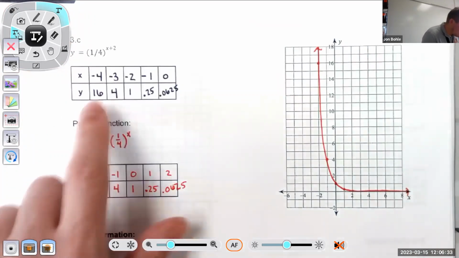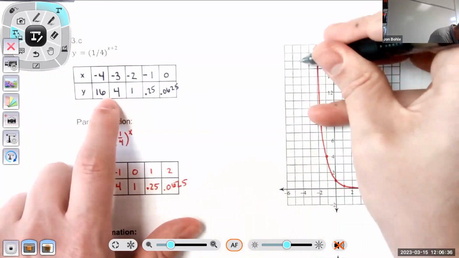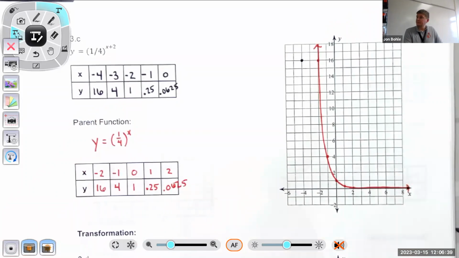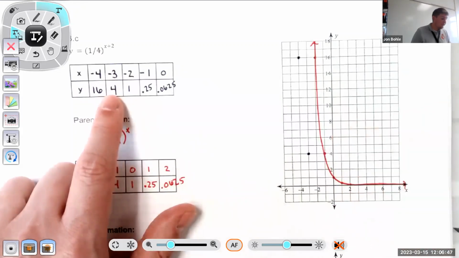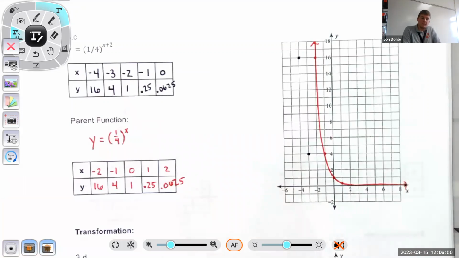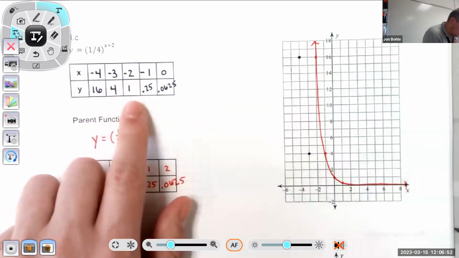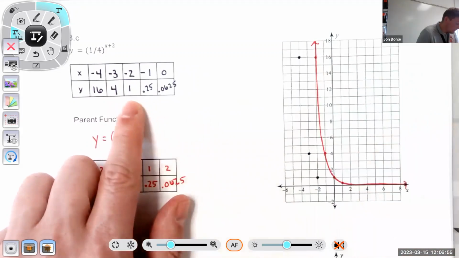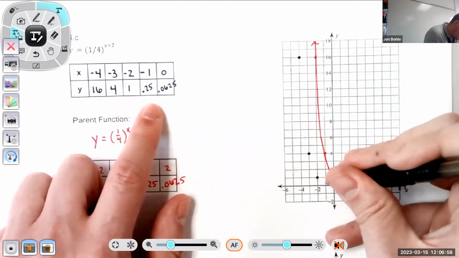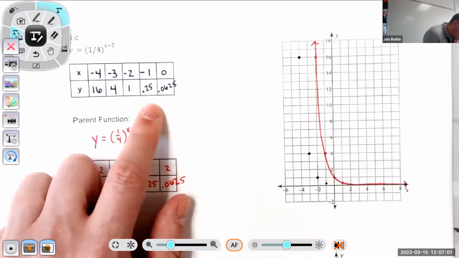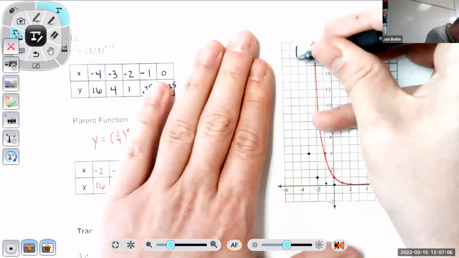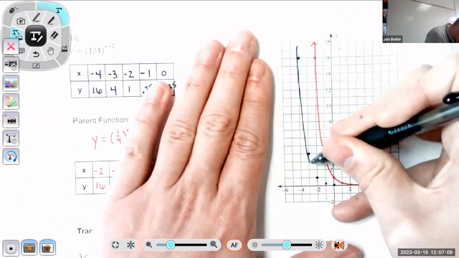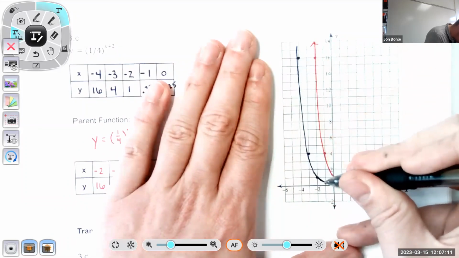So let's go ahead and graph this. -4, 16. That's right here, I believe. -3, 4. Here's -3. Here's 4. -2, 1. Here's -2. Here's 1. -1, 1/4. Here we go. And then 0, 0.0625. That's pretty low, so we're just going to call that good. Well, this one's a pretty bad start. I salvaged it.